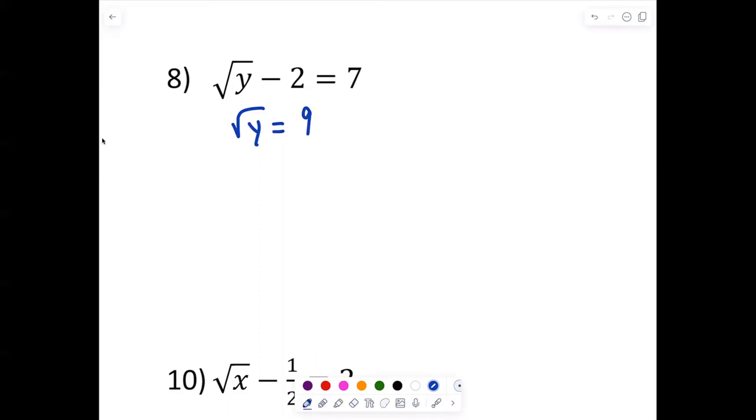Now I do what to both sides? Square. So I have y equals what? 81. Perfect. Anybody have any questions with that?